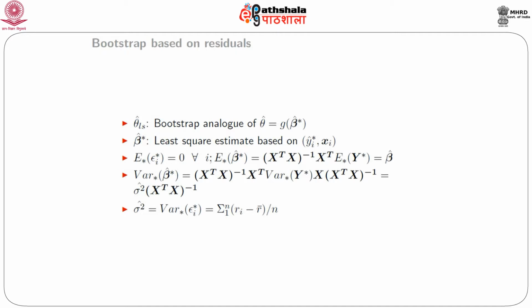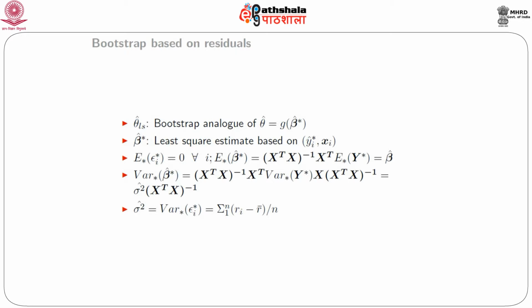Now, note that expectation under star, that means expectation under the bootstrap, epsilon_i star is 0, meaning that expectation of beta hat star is (X prime X) inverse X prime expectation of y star. Now, expectation of y star can be written as expectation of X beta hat plus epsilon star, and that is nothing but X beta hat. So, that is nothing but beta hat only. So, here expectation of beta hat star is equal to beta hat.